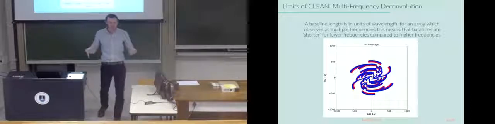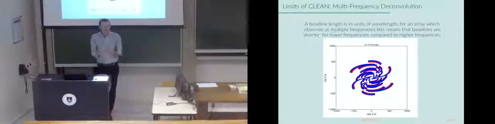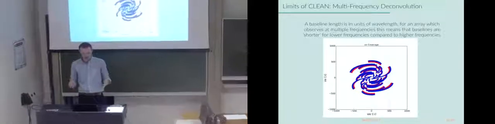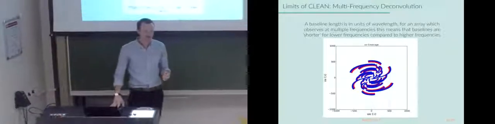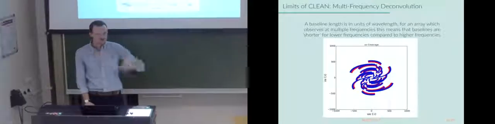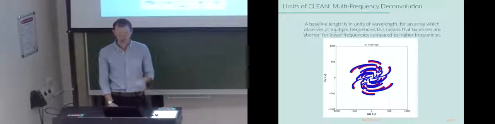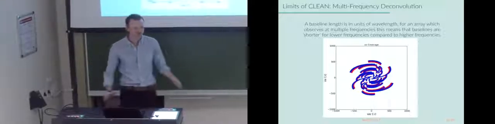Then in the image space you can add them together, or you make an image cube. So depending on your science and what you're trying to do, if it's a nice flat broad spectrum source, it doesn't matter how much bandwidth you use.